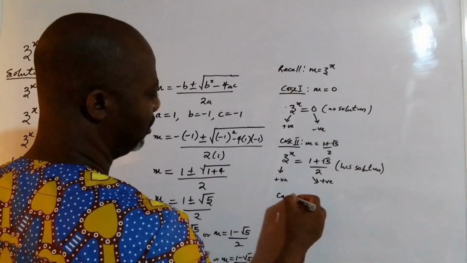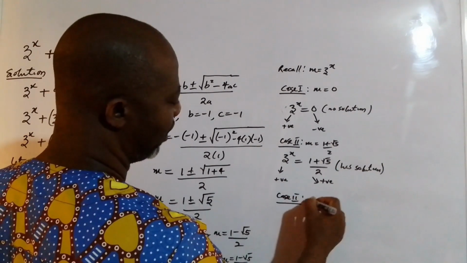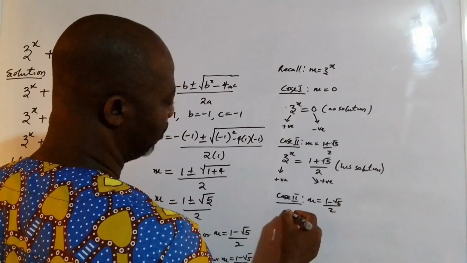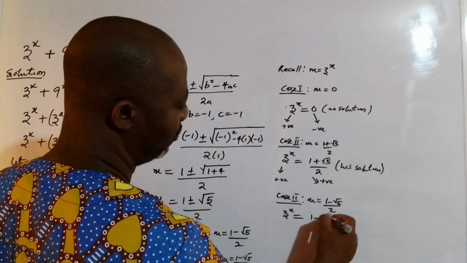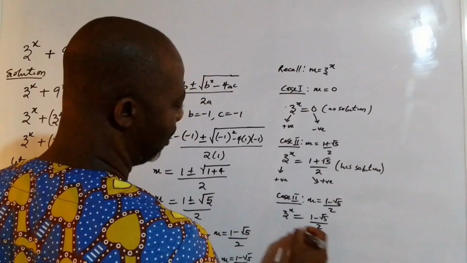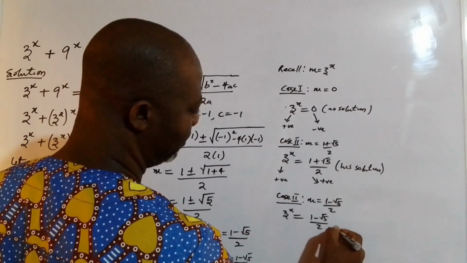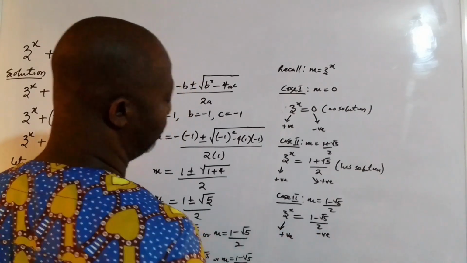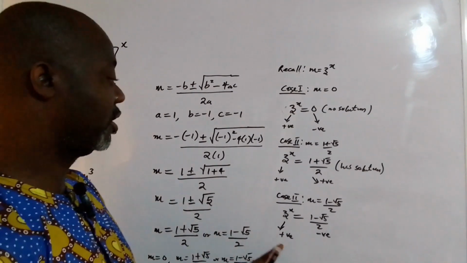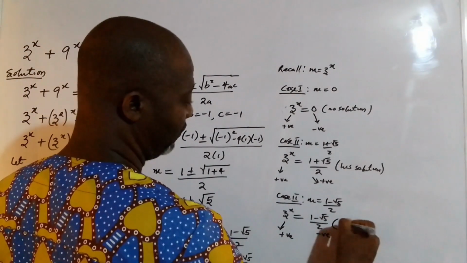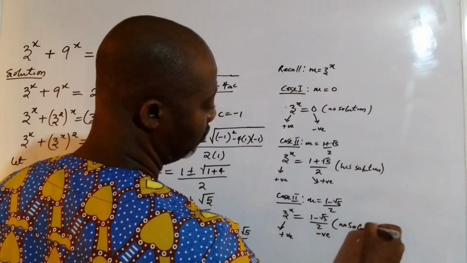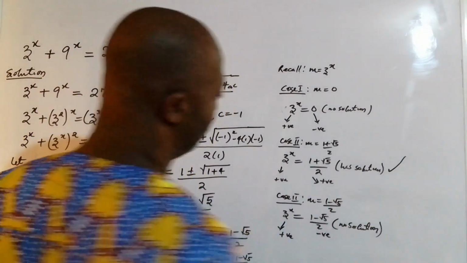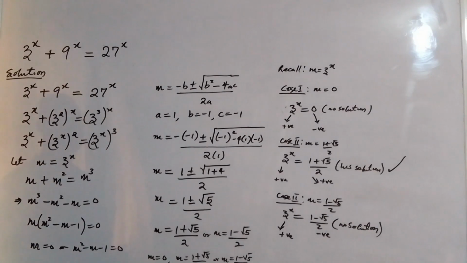third case, case 3. For the third case, we have m equal to (1 minus root 5) all over 2. And therefore, the equation now becomes 3 to the power of x equal to (1 minus root 5) all over 2. As can be seen, the right hand side is negative, whereas here we have it to be positive. So just like we have it in case 1, positive cannot equate negative. So we have no solution. Therefore, the only case that has a solution is case 2. So we're going to solve case 2 for the value of x.